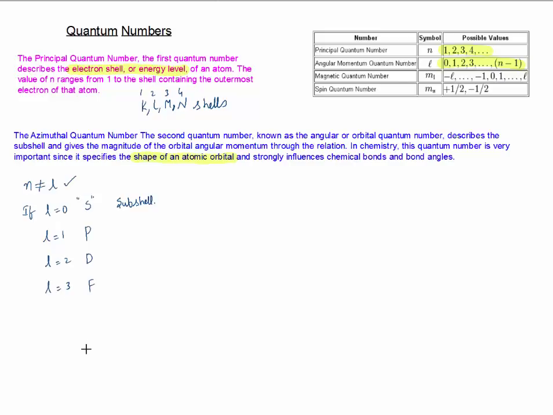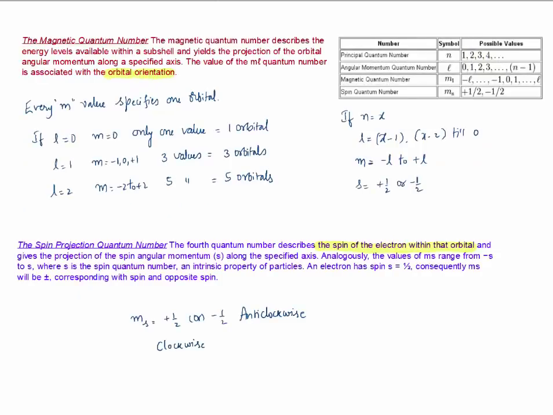Now, the third quantum number that we deal with is the magnetic quantum number. The magnetic quantum number describes the energy levels available within a subshell. Please remember, it talks about orbital orientation. Very important, it talks about orbital orientation in 3D space.